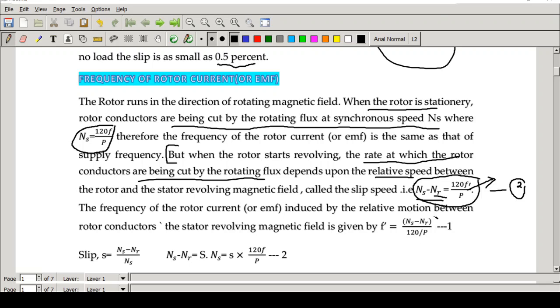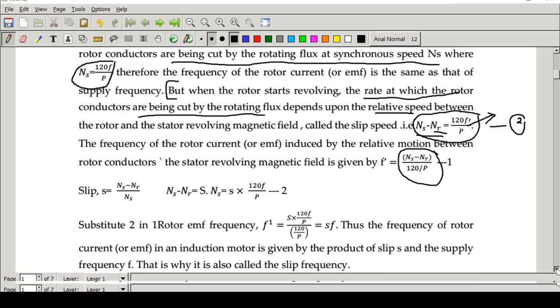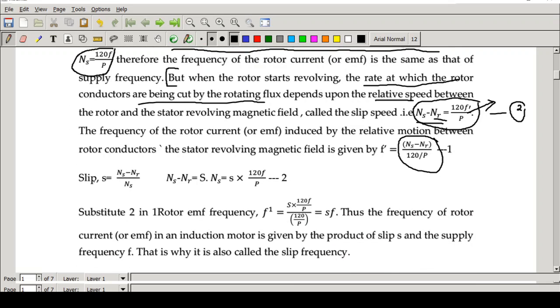That P by 120 I can write as 120 by P. Okay, so f dash is equal to Ns minus Nr by 120 by P. Now we will further simplify this. Already we have learned the expression for the slip, which is given by S is equal to relative speed by synchronous speed. Now when we cross multiply, what did we get?